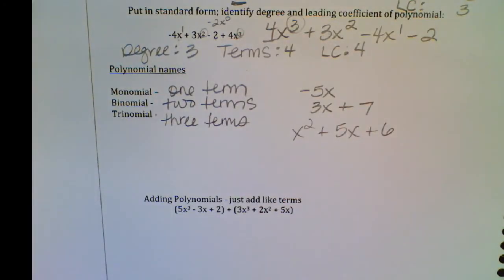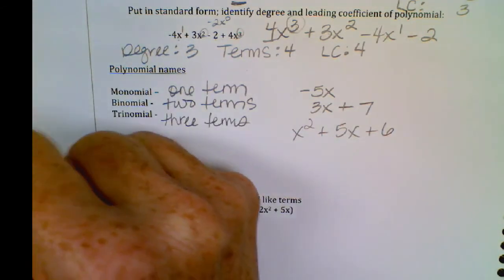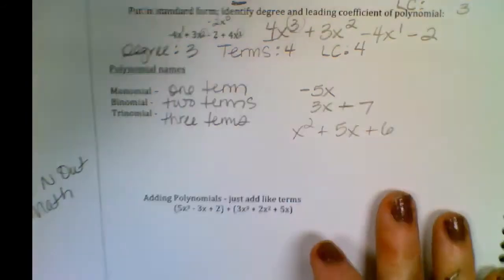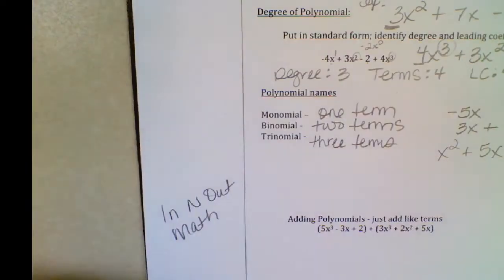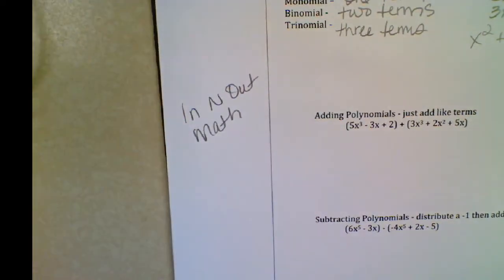Okay, so adding and subtracting polynomials. This is what I call in and out math, meaning In-N-Out Burger. So I want you to think about when you go to In-N-Out. You usually order either a single or a double-double. But then In-N-Out also has a secret menu where you can order 3x3s and 4x4s, right?